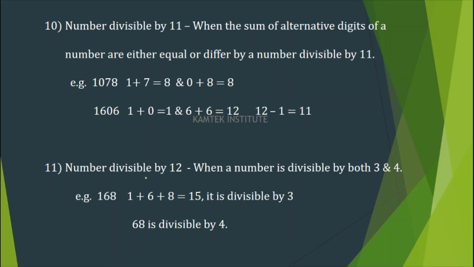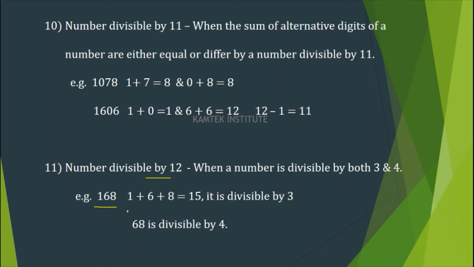Next we come to number 12. We want to know whether a number is divisible by 12 or not. For that we have a condition: if a number is divisible by both 4 and 3, then that number is divisible by 12. For example, we have a number 168. We want to know whether this number is divisible by 12 or not.